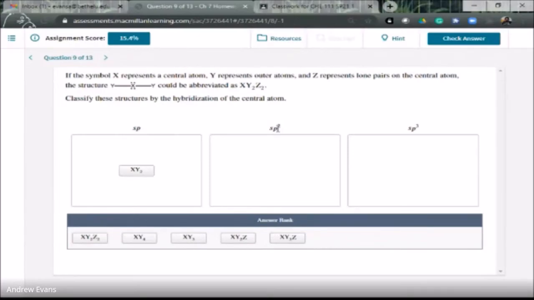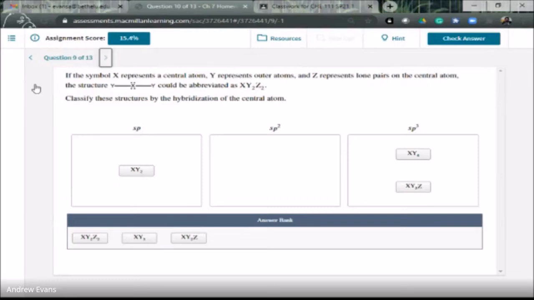sp2 would be three things coming off the X. And sp3, that's four things coming off the X. That could be all bonds, like in this case, but it could also be three bonds and one lone pair, for example. And so you have to classify these guys based on how many things are attached to the X. It's kind of a weird question, but it's busy.